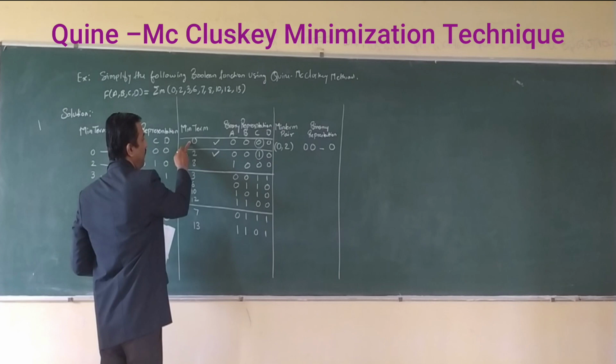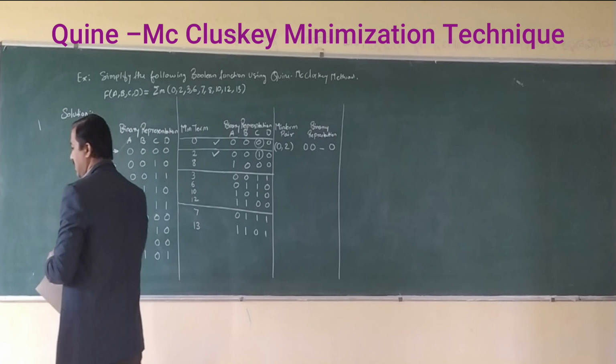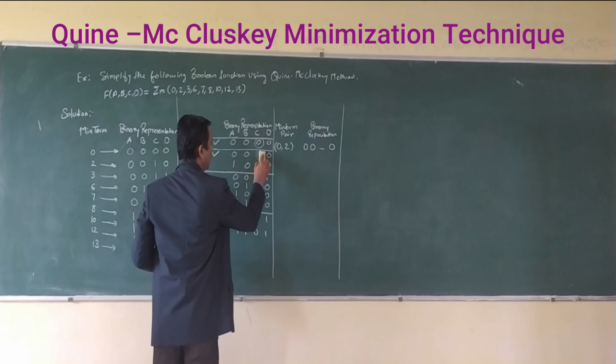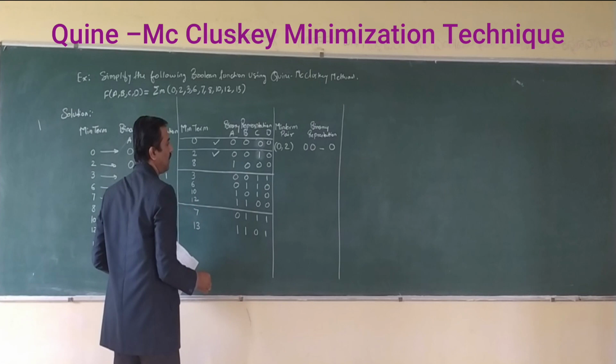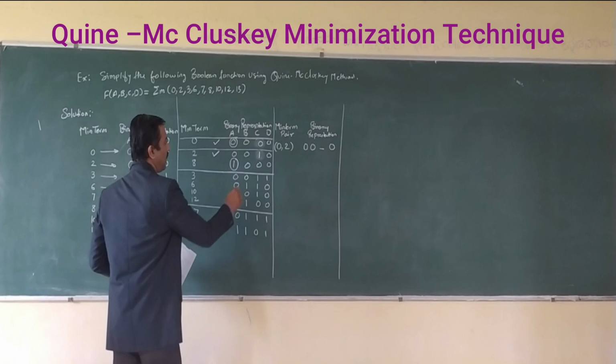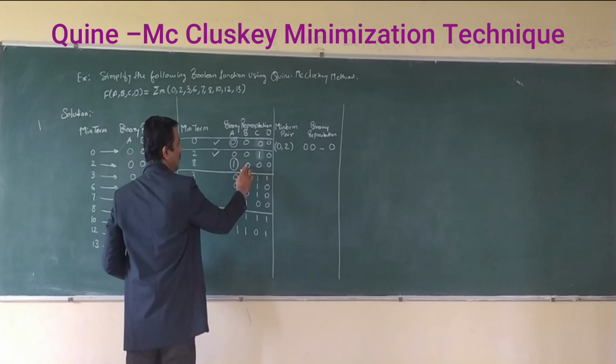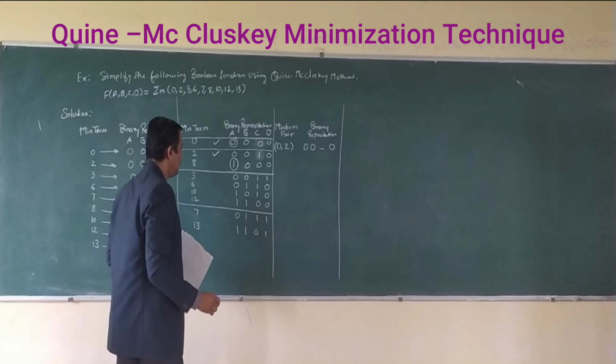Now compare 0 with 8. When I compare 0 with 8, you can find in the first column itself the number is differing. Here it is 0 and here it is 1. Let me check the other three columns' bit positions. In column number 2, that is B, 0, 0, the bit position is the same. In column 3, the bit position is the same. In column D, the bit position is the same. So 0 and 8 can be paired.